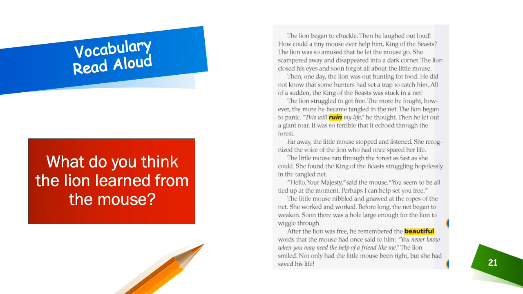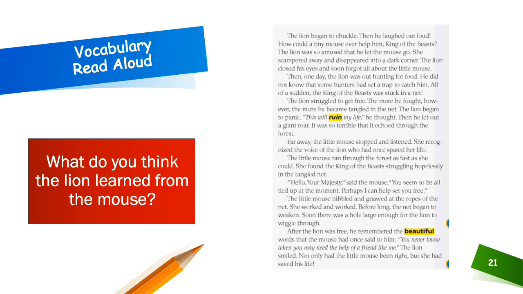The lion began to chuckle. Then he laughed out loud. How could a tiny mouse ever help me, king of the beasts? The lion was so amused that he let the mouse go. She scampered away and disappeared into a dark corner. The lion closed his eyes and soon forgot all about the little mouse.